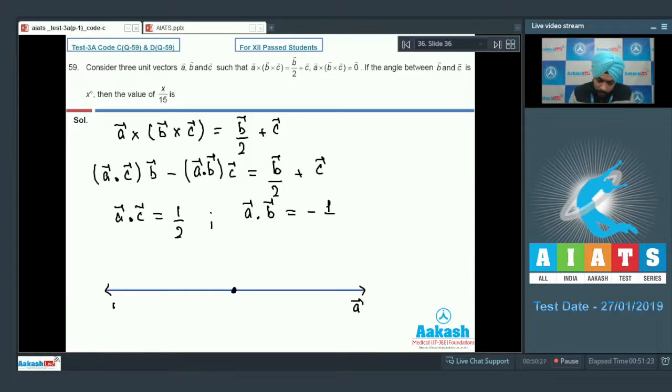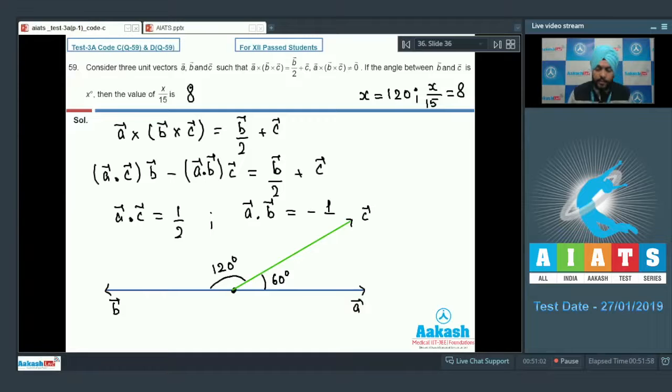A vector, b vector. Then a·c is equal to half, so the angle between a vector and c vector is 60 degrees. So c vector is something like this. This particular angle is 60 degrees. Again, given both are unit vectors. What is the angle between b vector and c vector? Very simple, 120 degrees. So we have x as 120. Therefore, x/15 will be equal to 8. So we have 8 as the final answer of this question.